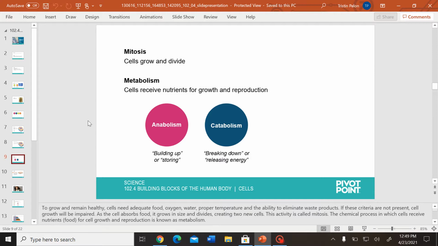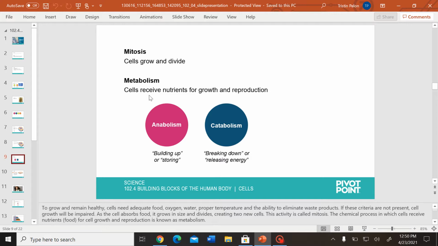Now, in order for your cells to grow and divide, they need to have adequate food, oxygen, water, temperature, and the ability to eliminate waste products. They go through that to grow and divide, which is called mitosis. You may have heard of that before.